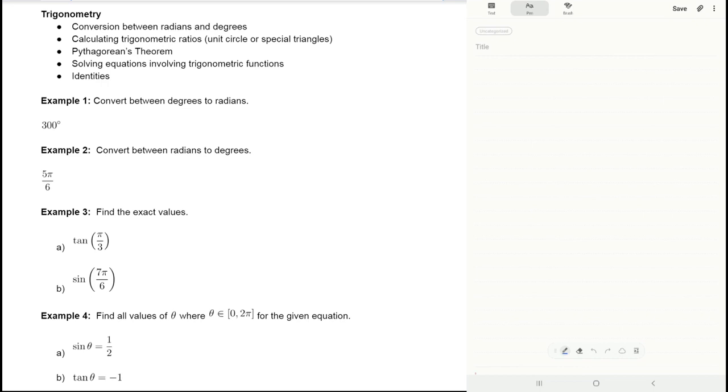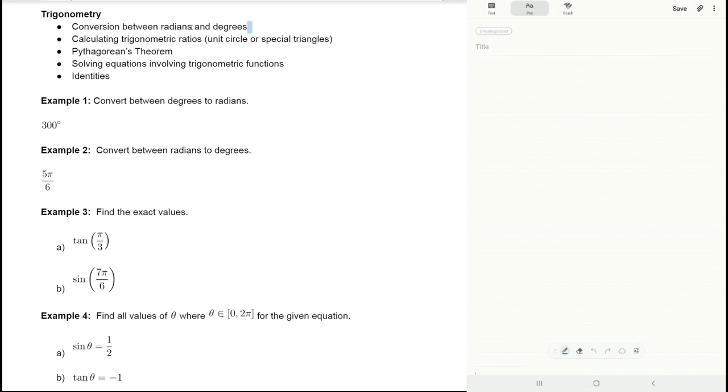So I mentioned that functions was one area that we will need in order to study calculus. Now we'll actually come back to that when we start our first unit in calculus. So for this video, we're going to focus on trigonometry.